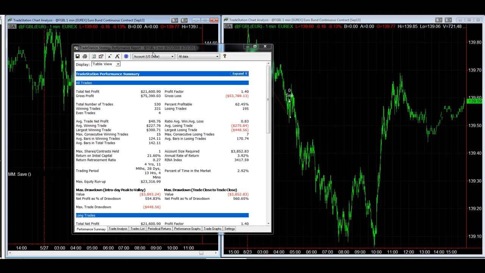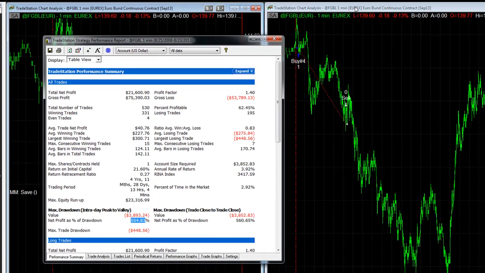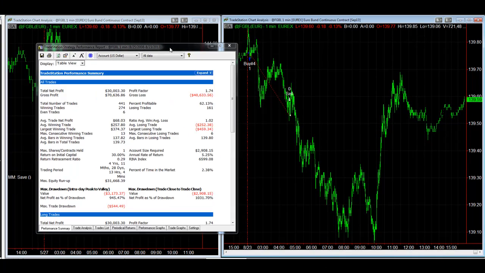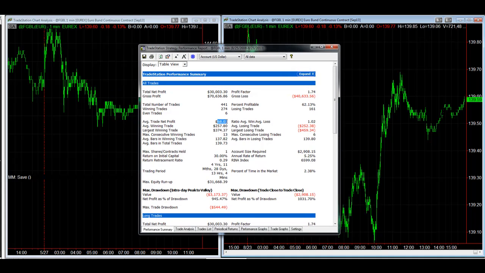We see here the base strategy in the Bund for the last 5 years. This is in US dollars, $40 average trade profit, almost a $4,000 drawdown, so you get 554% net profit as a percentage of drawdown. And then I'm going to click over here on the window on the right. It has the algorithm in it, and it goes in 5 ticks lower. We adjust our stop loss to make our stop loss 5 points tighter, and our profit target 5 points higher to match the original strategy. So basically, it still gets in and out the same place on the profit target and stop loss that the original strategy does, but it gets in 5 ticks better.